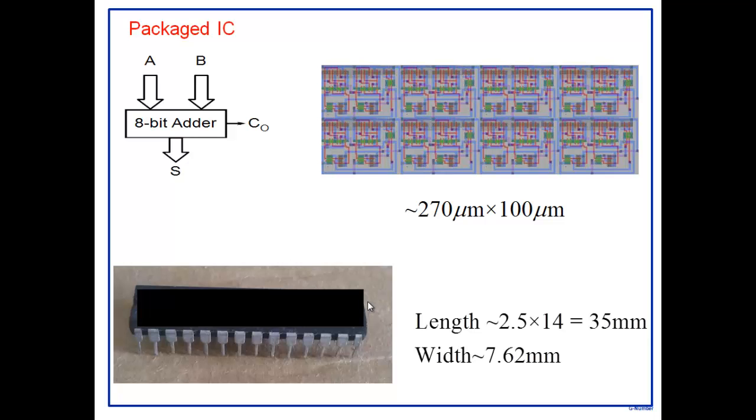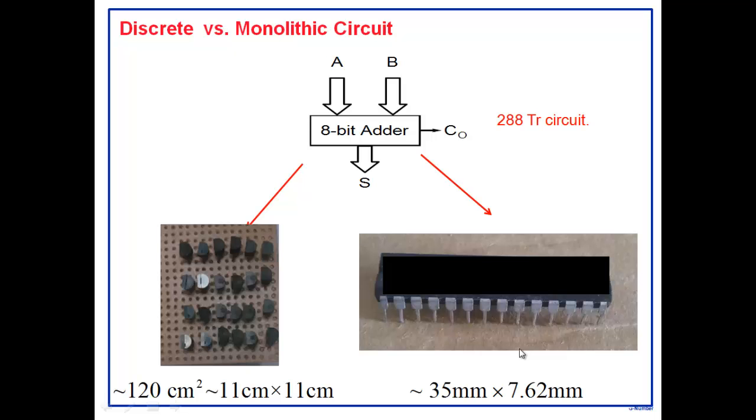So when I take a different method of fabricating my 8-bit adder, not the traditional discrete circuit, but I make it as an IC, the internal size is very small, 270 micron by 100 micron, but eventually when I package it, it's still very small, 35 mm by 7.62 mm. So we have 2 different ways of making circuits now. A discrete one, 11 centimeter by 11 centimeter that you see here, and an IC, which is 35 mm by 7.62 mm.